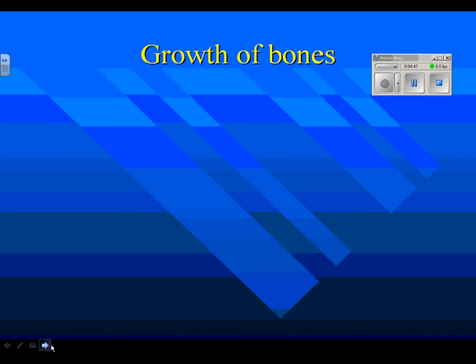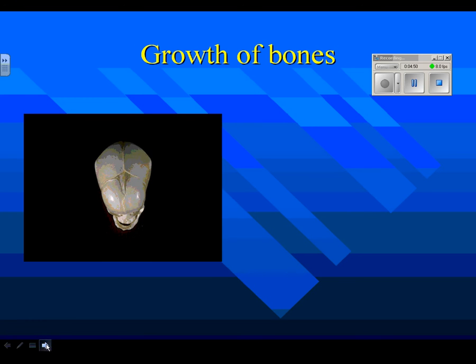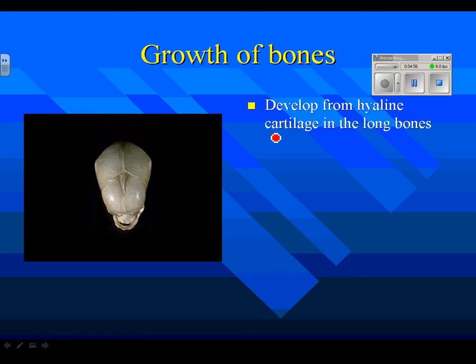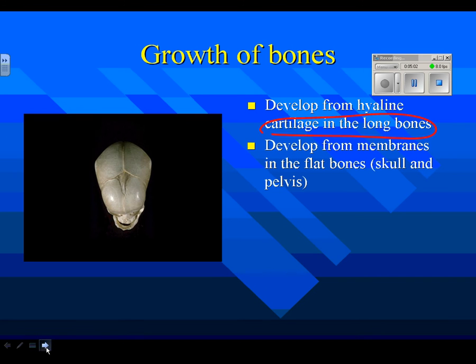Bone growth. This is a fetal skull. We'll talk a little bit more about long bone growth in a bit. The bones develop from hyaline cartilage in the long bones and from membranes in the flat bones, such as the skull here. Here's a fetal skull, and the major bones of the skull develop as such.